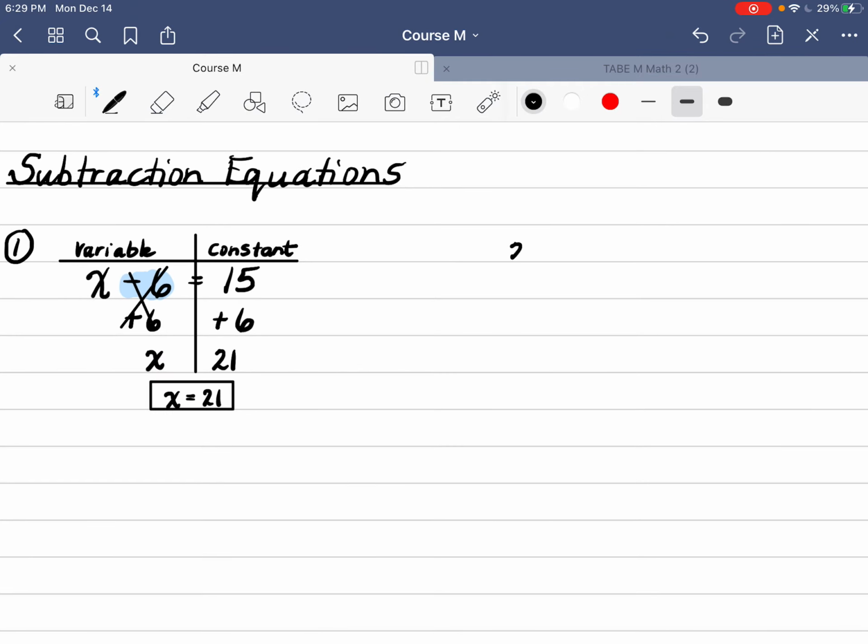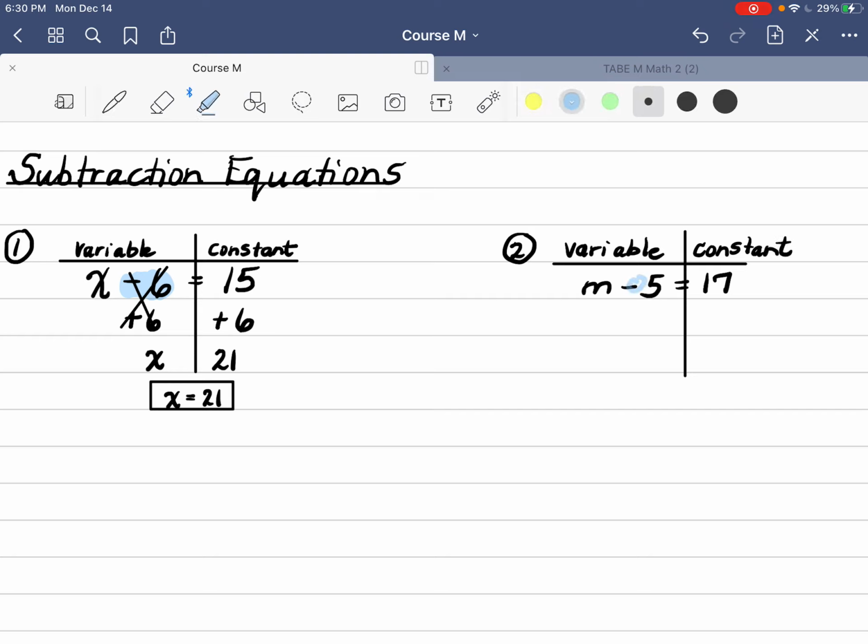Okay, number 2. M minus 5 is 17. First step, draw the power t. Second step, variable, constant. Third step, what needs to move?